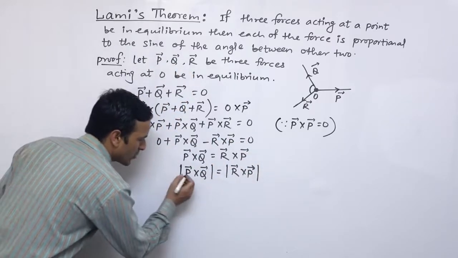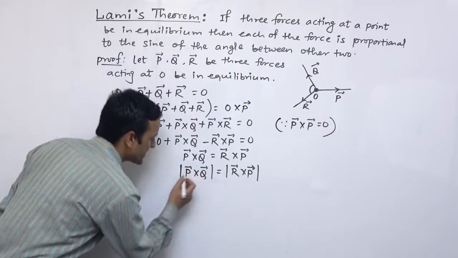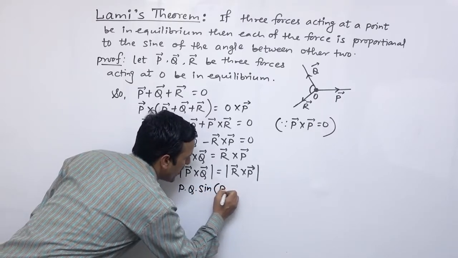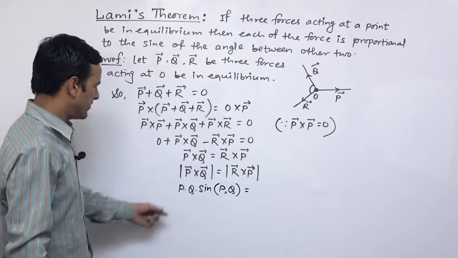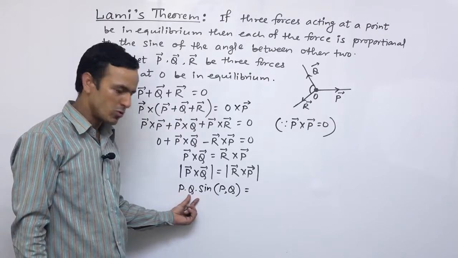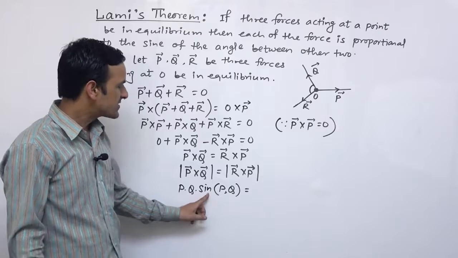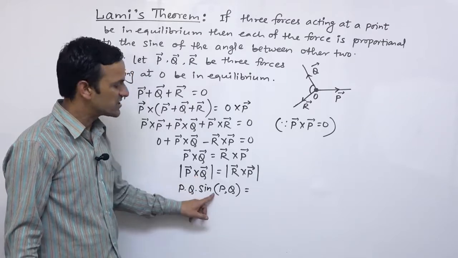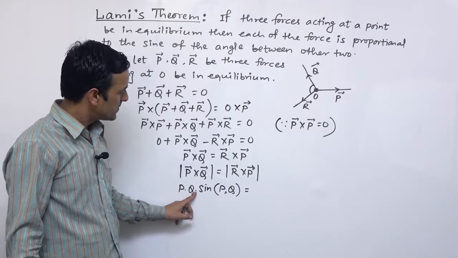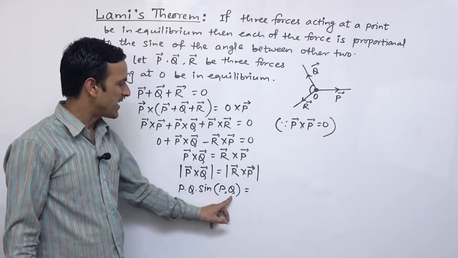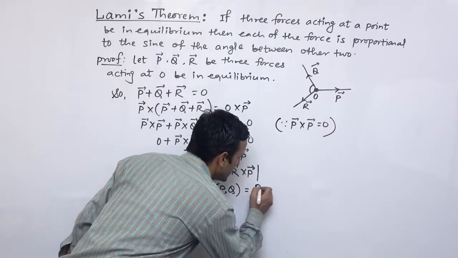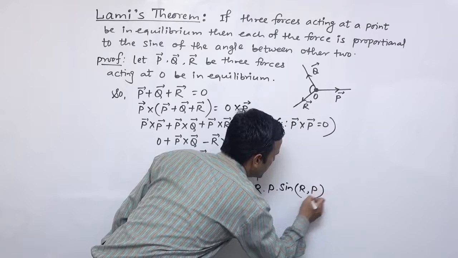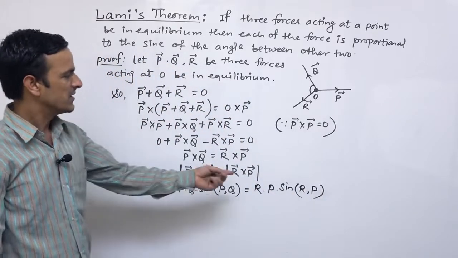So अब यहाँबाट मोडुलस हाम्रो P cross Q क्रस प्रोडक्ट अफ टु भेक्टरको हाम्रो फर्मुला लाउँदा P into Q into sin P comma Q यस्तो हुन्छ. This is modulus P, this is modulus Q, means magnitude of Q, sine of angle between them. This is the definition of cross product. Magnitude of P, magnitude of Q, and sine of angle between them. Similarly, magnitude of R, magnitude of P, and sine of their angle between R and P.